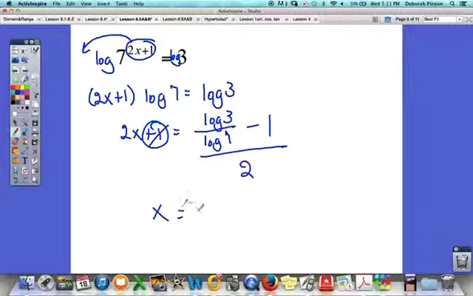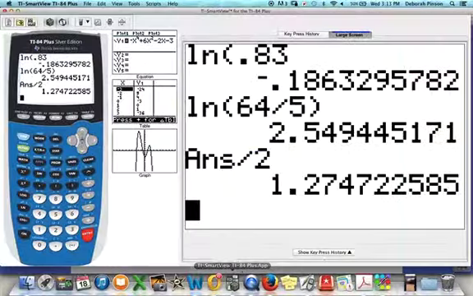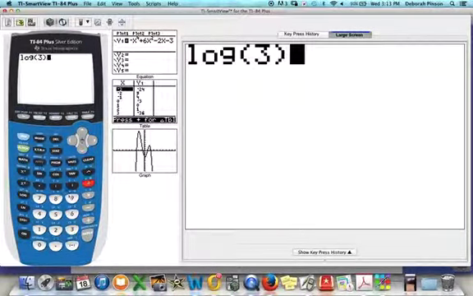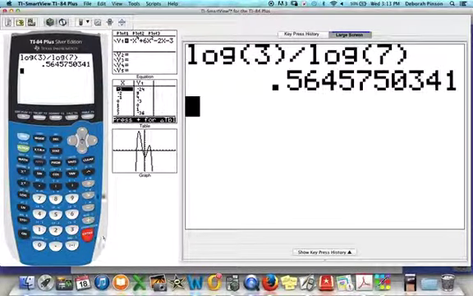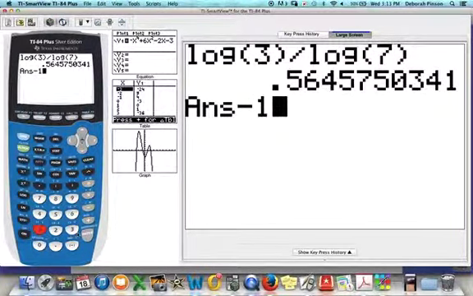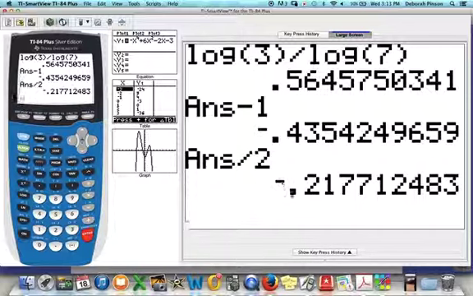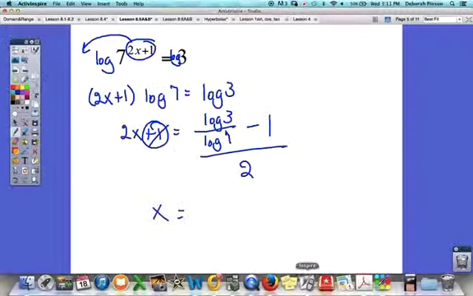Okay, now I have this written down. I better look at it as I'm putting it in my calculator. All right, so I have log of 3 divided by log of 7 minus 1 divided by 2. So negative 0.22. Now you'll notice you'll get messy answers on here.